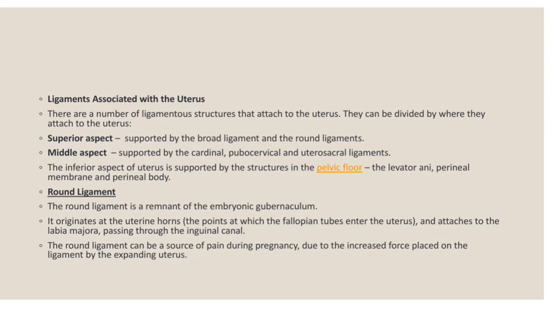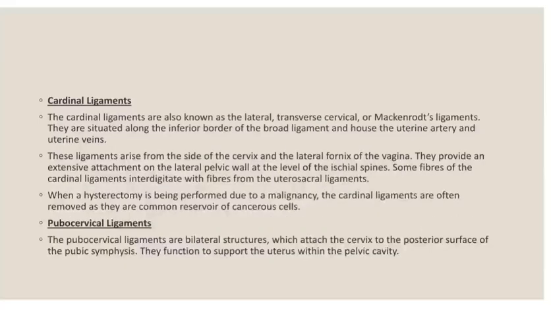Round ligament. The round ligament is the remnant of the embryonic gubernaculum. It originates on the uterine horns, the point at which the fallopian tube enters the uterus, and attaches to the labia majora, passing through the inguinal canal. The round ligament can be a source of pain during pregnancy due to the increased force placed on the ligament by the expanding uterus.